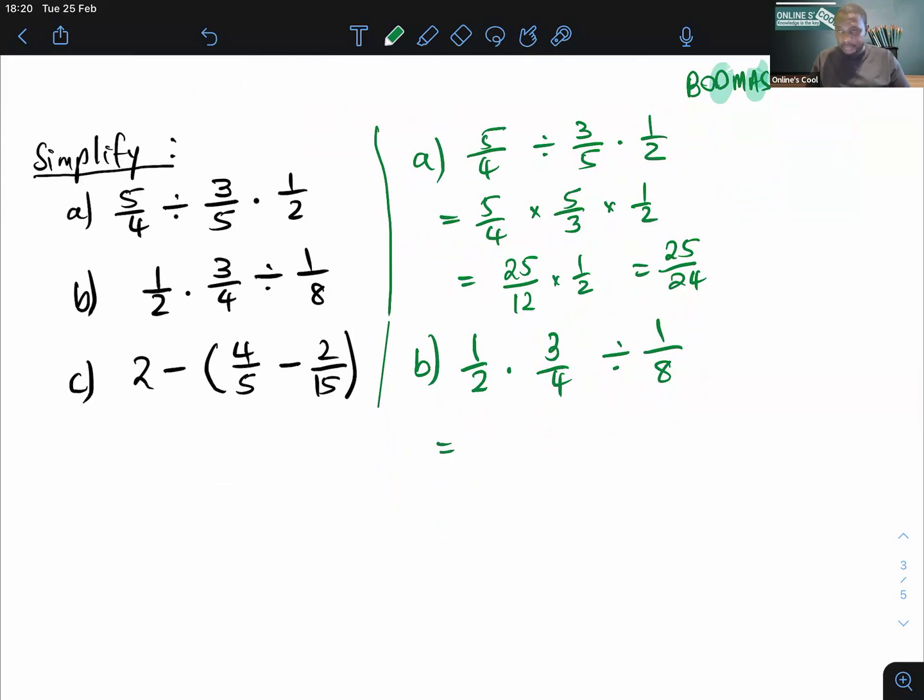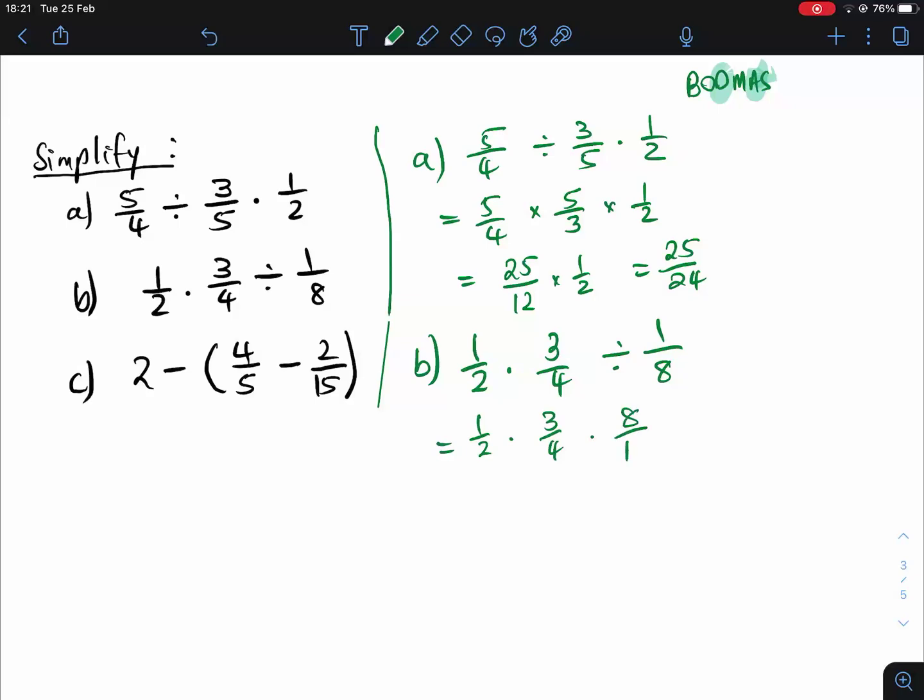What do we do here? Okay, so basically you're going to start by saying 1 over 2 times 3 over 4 times 8 over 1. Correct. What is the answer here? And then you can say 1 times 3 times 8, which is equal to what?